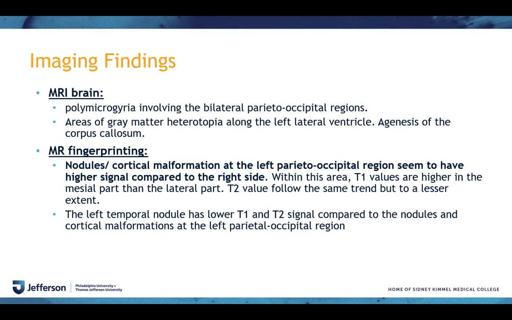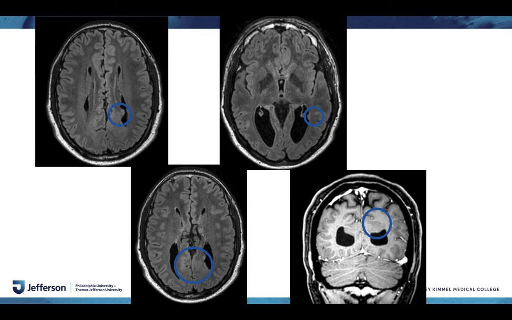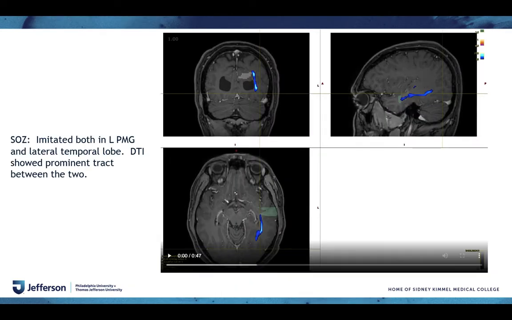MRI revealed polymicrogyria involving the bilateral parietal occipital regions, and MR fingerprinting demonstrated that the nodules and cortical malformations on the left parietal occipital area seem to have higher T1 and T2 signaling compared to the right side. This slide illustrates the areas of gray matter heterotopia involving the left lateral ventricle. Subsequent diffusion tensor imaging revealed that the left polymicrogyria and the left lateral temporal lobe share a common connection.